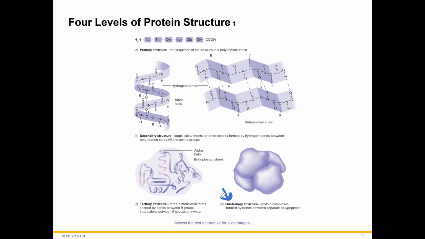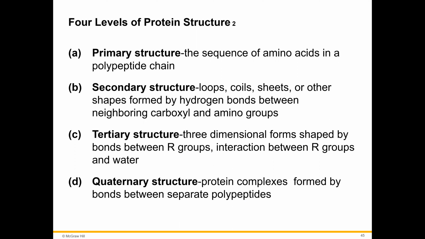Right, so primary structure is the sequence of amino acids in a polypeptide chain. Secondary structure: loops, coils, sheets, or other shapes formed by hydrogen bonds between neighboring carboxyl and amino groups of amino acids. Tertiary structure: 3-dimensional forms shaped by bonds between R groups and interaction between R groups and water. And quaternary structure: protein complex formed by bonds between separate polypeptides.